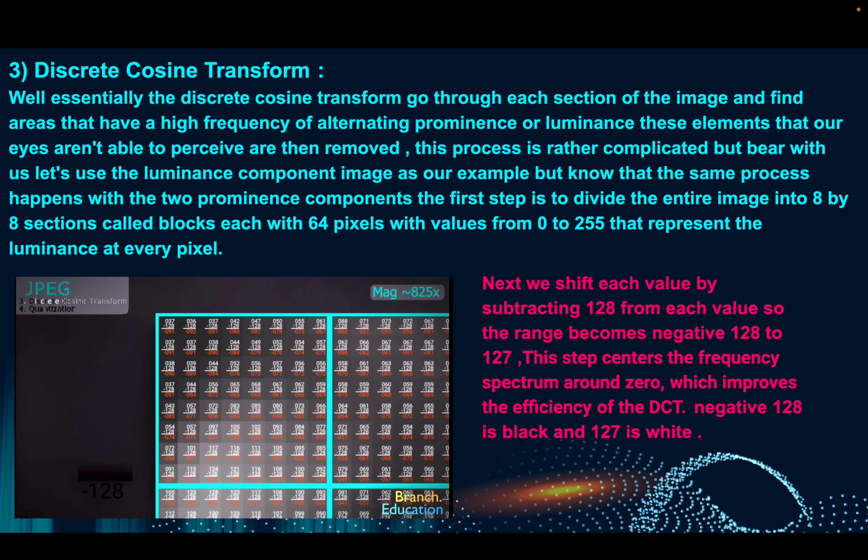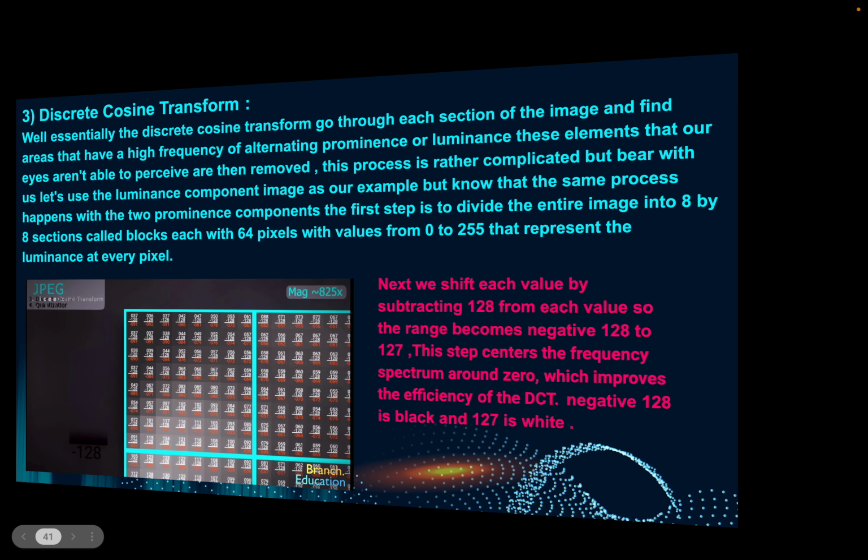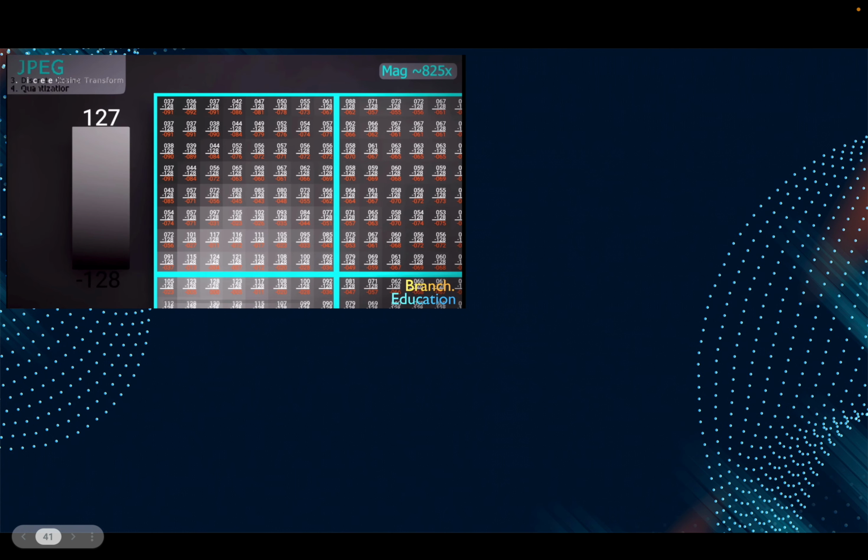Okay, so next we shift each value by subtracting 128 from each value. So the range becomes negative 128 to 127, as you can see here in the picture. This step centers the frequency spectrum around 0, which improves the efficiency of the DCT. Negative 128 is black and positive 127 is white.